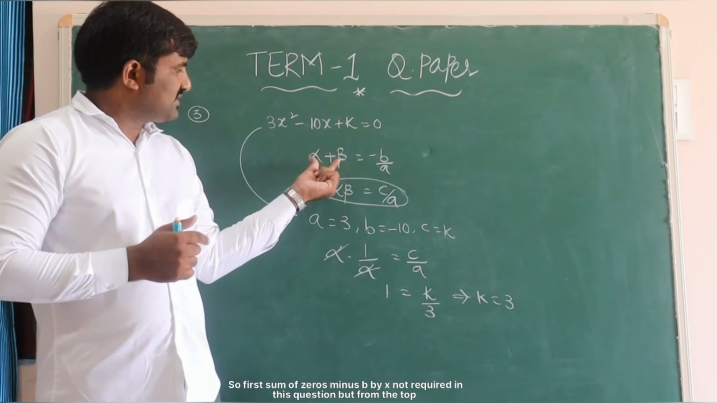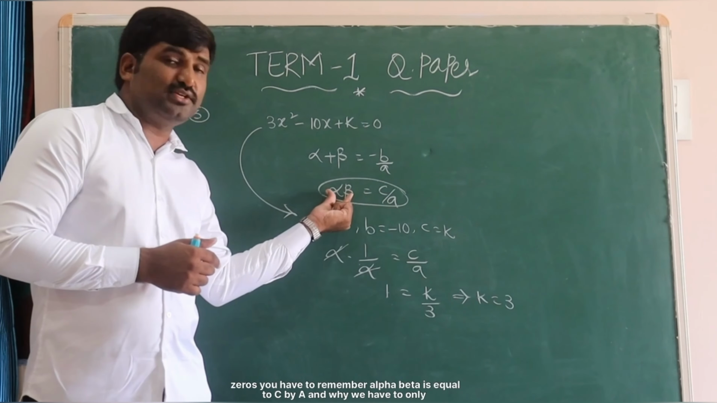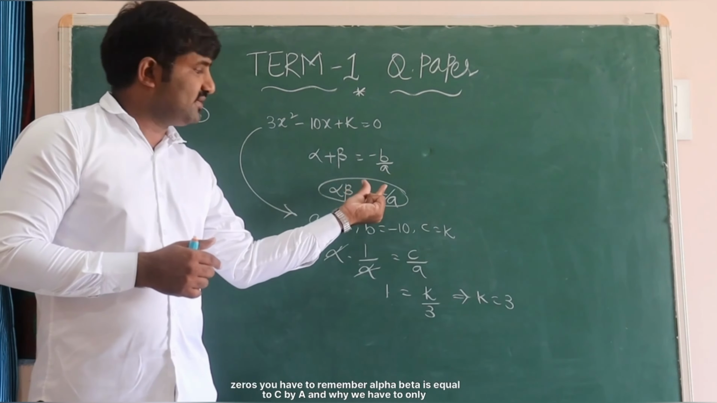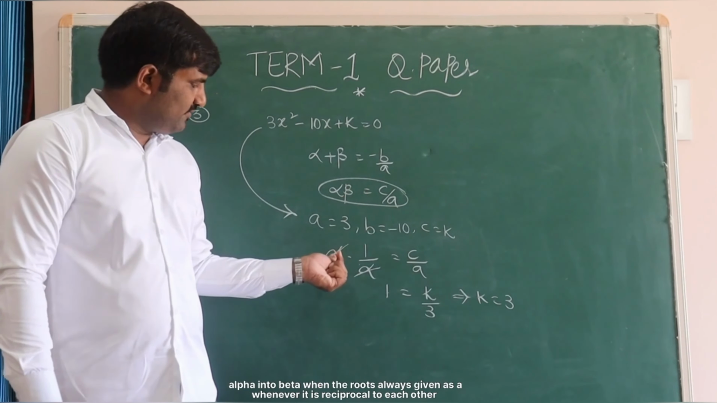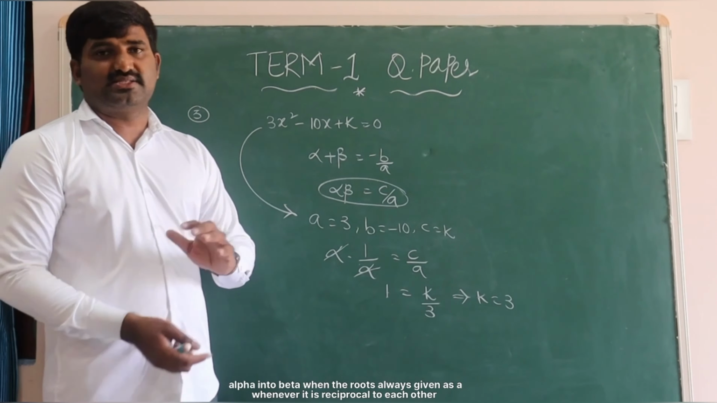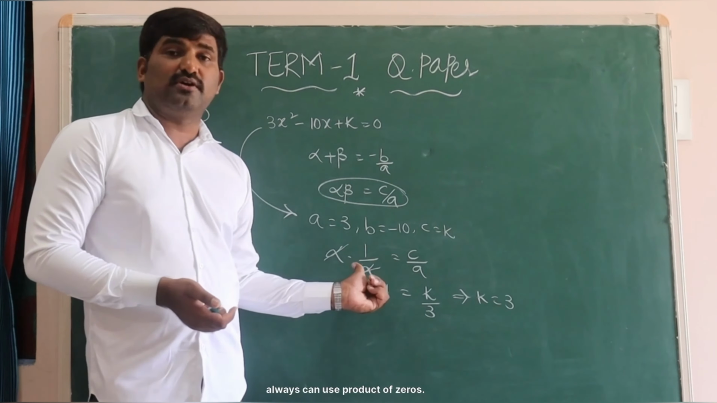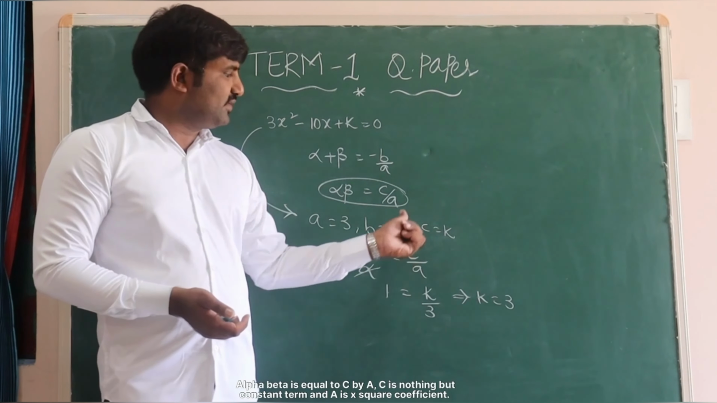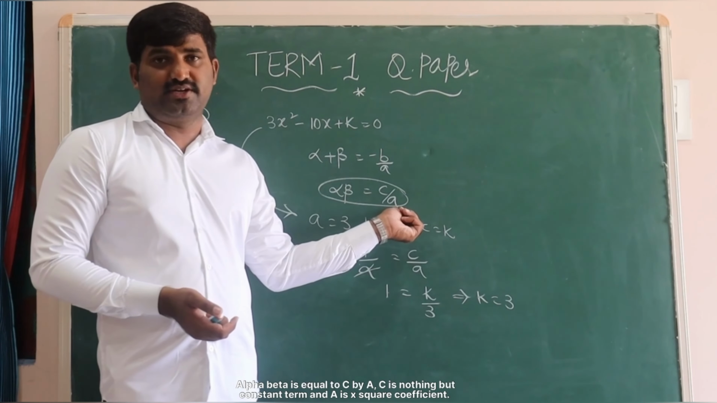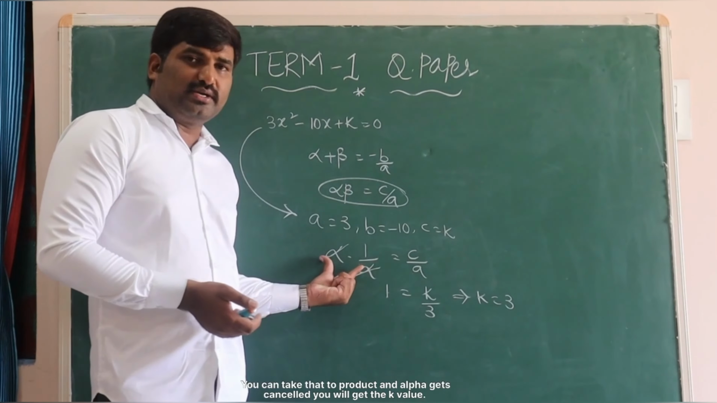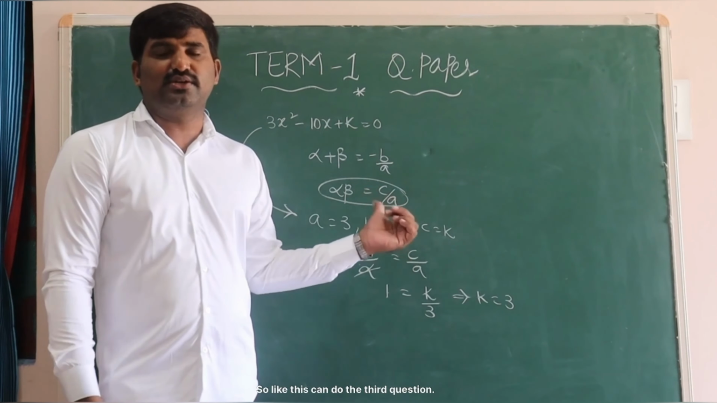The sum of zeros, minus b by a, is not required in this question, but the product of zeros you have to remember. Alpha beta is equal to c by a, and we take only alpha into beta because whenever the roots are reciprocal to each other, you can always use the product of zeros. Alpha beta is equal to c by a, where c is the constant term and a is the x square coefficient. Alpha gets cancelled and you will get the k value. So like this you can do the third question.